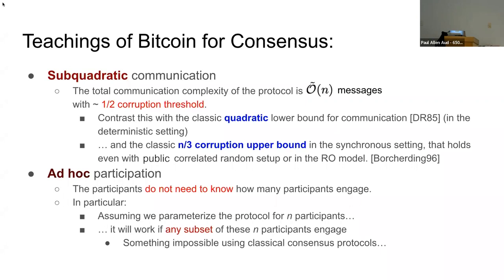Now, this is a feature that is not shared with any classical consensus protocol. Why is that? In all these protocols, the typical operation is you parameterize them with a certain number, and then you can tolerate a certain number of corruptions. These corruptions can be crash corruptions or Byzantine corruptions, but a specific number. They cannot tolerate a situation where, let's say, we parameterize the protocol for 100 servers, and suddenly only 10 servers show up. Then the protocol is going to, for example, just block.